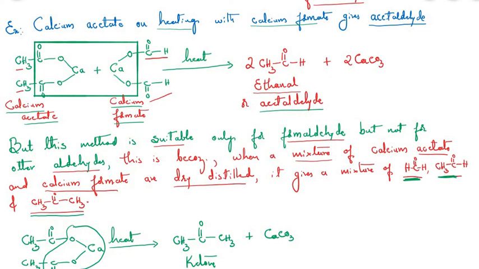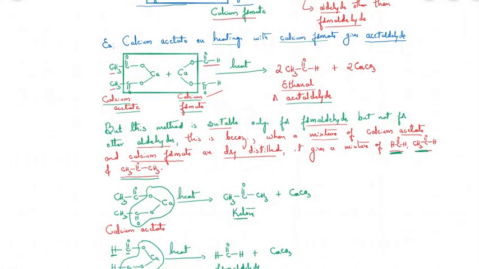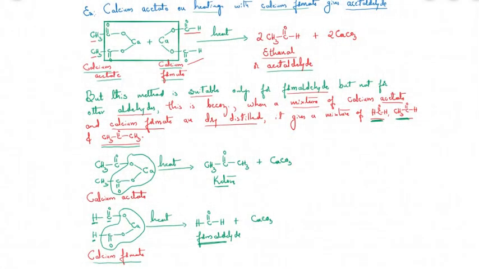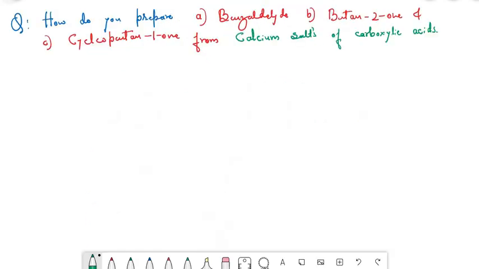So altogether this method is only suitable for the preparation of formaldehyde, but not other aldehydes. If at all you go for other aldehydes, then we are getting nearly three products that we have seen just now here. I hope you are able to see all the three products here. So this is acetaldehyde and we are having a ketone, that is acetone, and this is formaldehyde. Is it clear students?